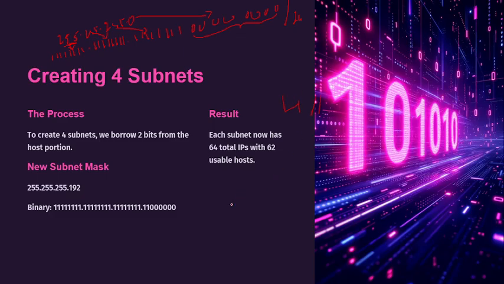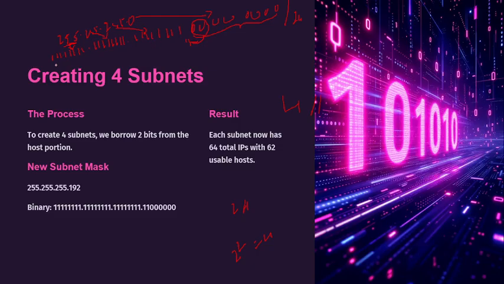For 4, how many bits do you need? 2 bits, since 2 power n, 2 power 2 is 4. So what I will do is borrow 2 bits from the host ID and convert them into network ID. Then you can make 2 power n subnetworks. That's 2 power 2, which is 4 subnetworks.